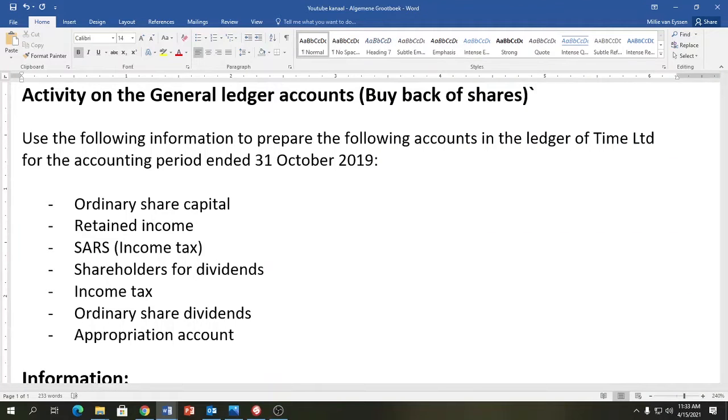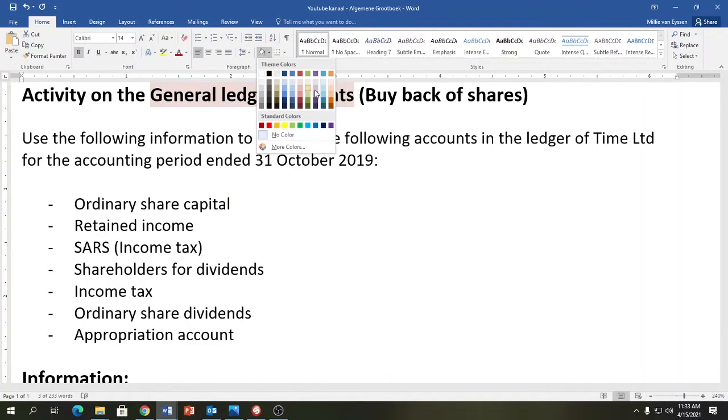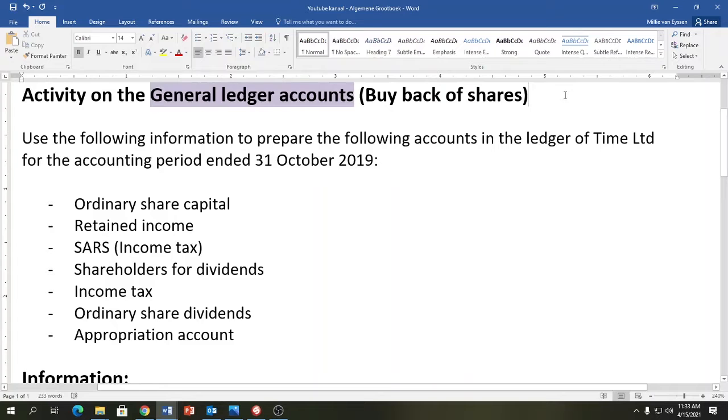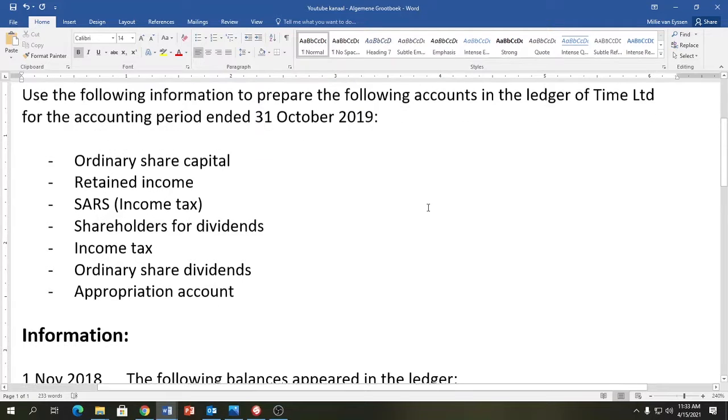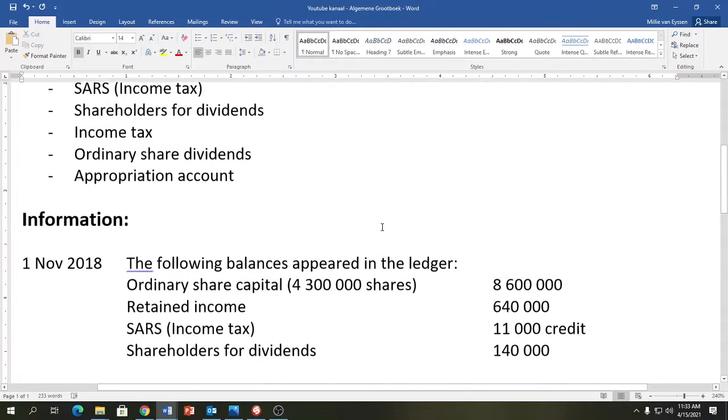Right, hello everybody. I have decided that it's time to post another video again and that we need to do revision on the general ledger accounts that you have been taught in the first term of grade 12. We've got a couple of new accounts and I'm going to show you how to enter all the transactions linked to them in the general ledger.